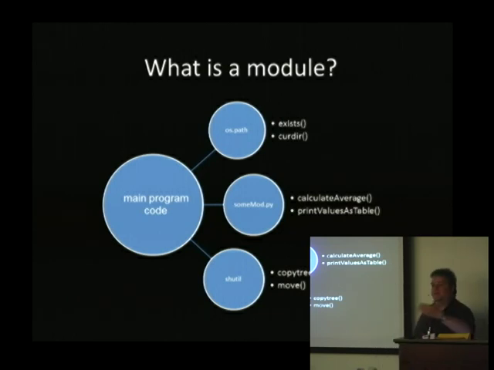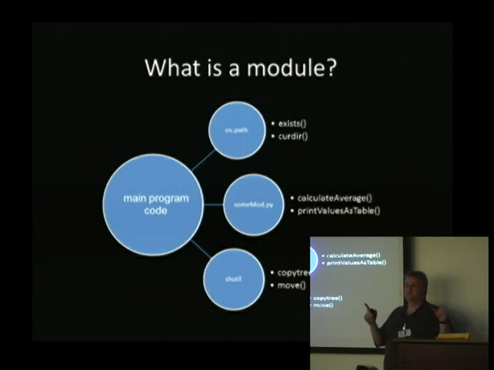Now, somebody else in your company or even yourself might have written a module that provides you more functionality. In this particular case, I've got a module called summod, and it provides two functions called calculate average and print values as a table. Maybe with print values as a table, I take some data in and print it out as a nice, neat little formatted table. Anybody in here experienced writing their own modules? Great, this is great.